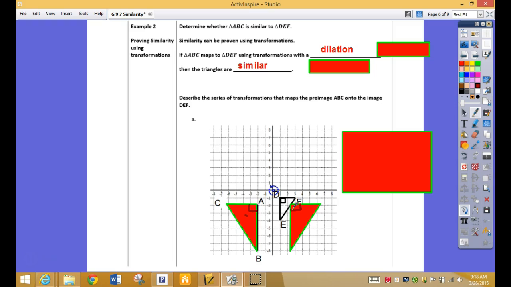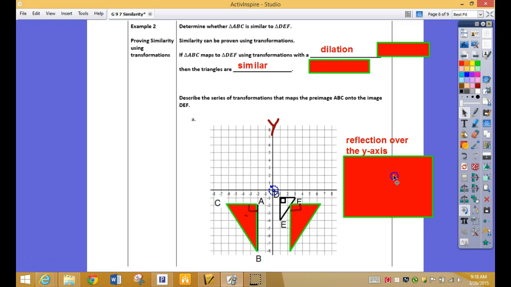You want to reflect it first? Reflect it over the what? Reflect it over the y-axis. So we'll reflect it over the y-axis. Then I want to do what? Then translate. Then dilate. What do you want to dilate it by?